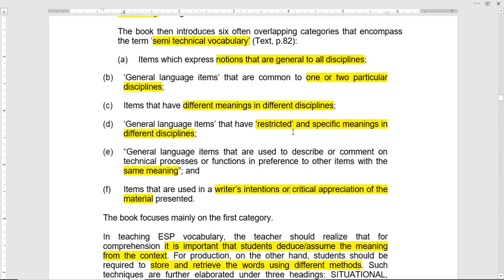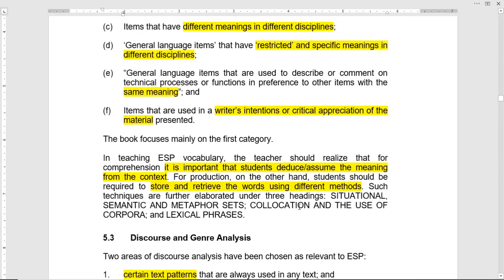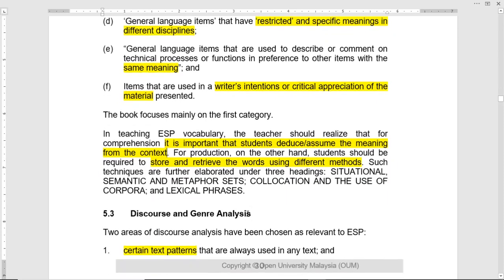So this textbook focuses on only the first category, notions that are general to all disciplines. It is important that students assume the meaning from the context. For production, students should be required to store and retrieve the words used in different methods. So some methods are given here, which could be elaborated later on.